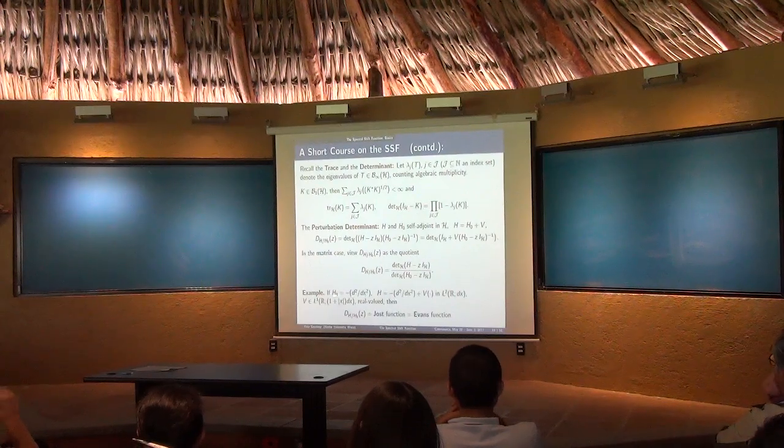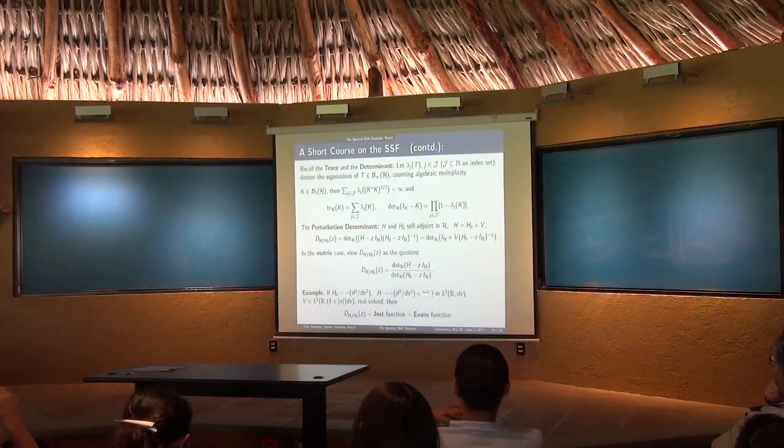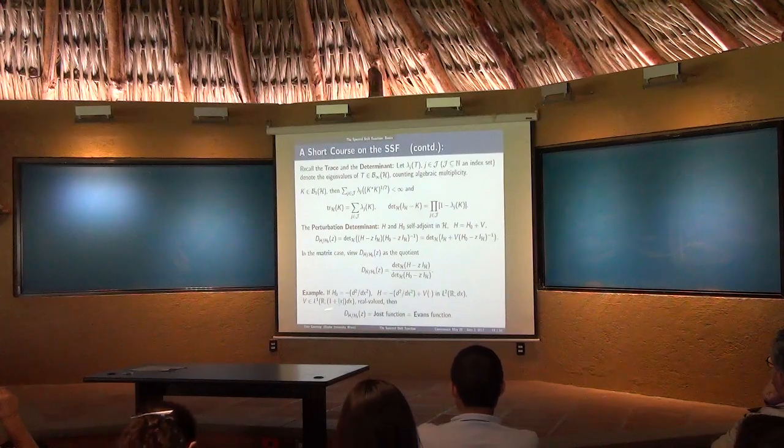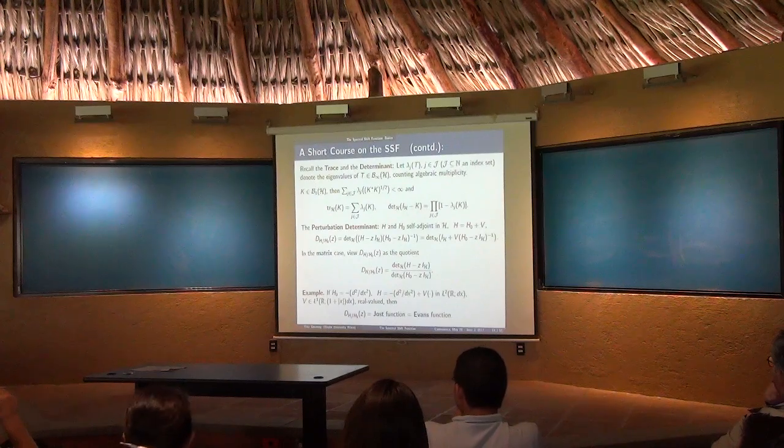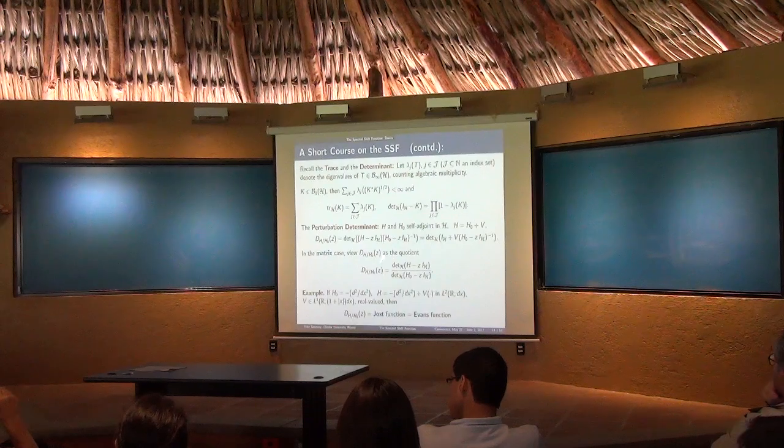Here's an example that answers one of your earlier questions. So in one dimension, H0 the Laplacian, H the Laplacian plus V. So for instance, V having a finite first moment, real valued so that everything's self-adjoint. Then this perturbation determinant is what's called the Jost function. So those of you who have seen scattering theory, the Jost function is a very well-known subject there. Turns out to be exactly this determinant, or if you want, this here.